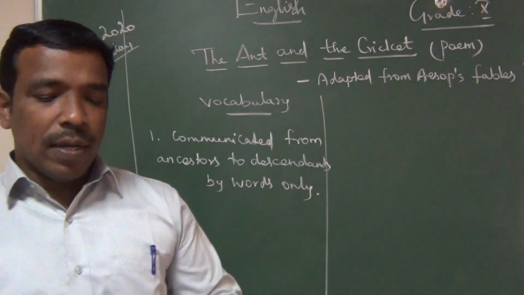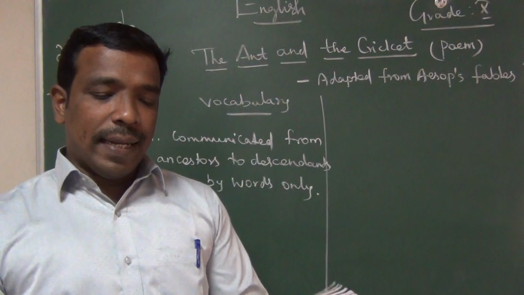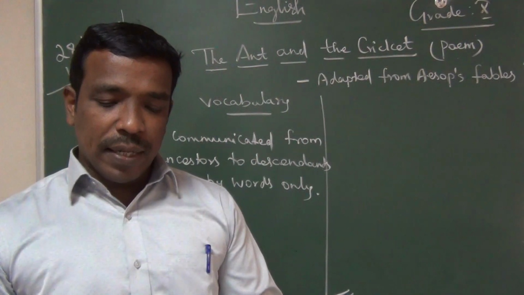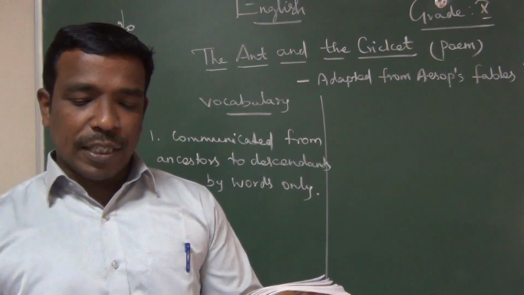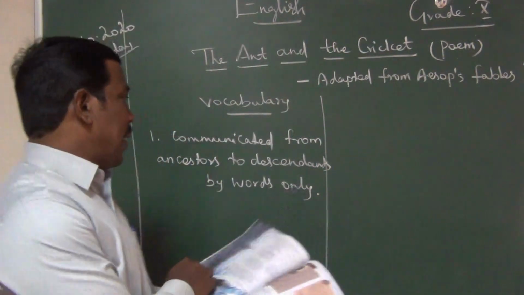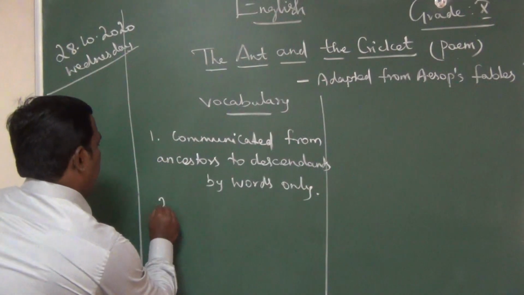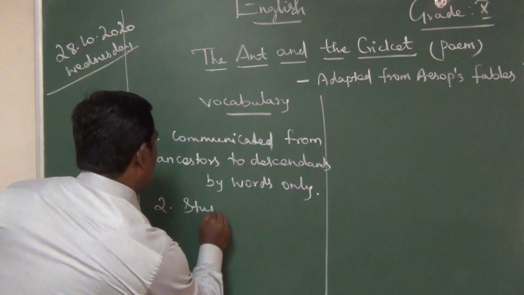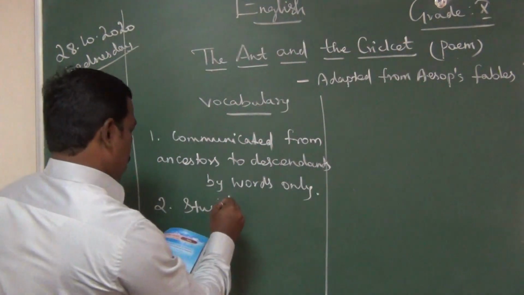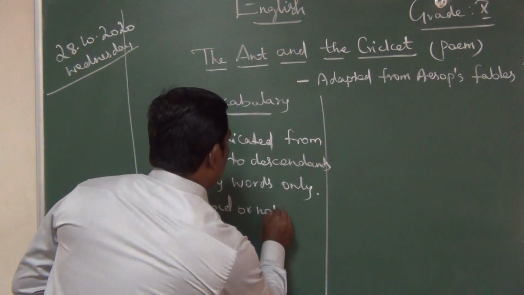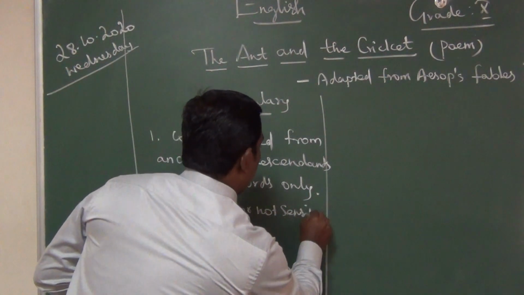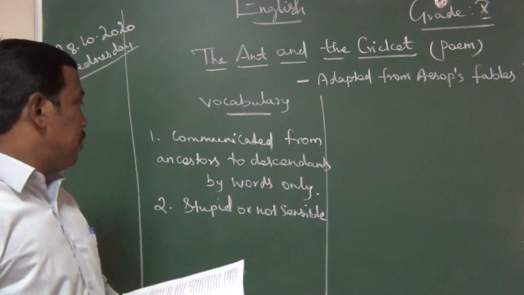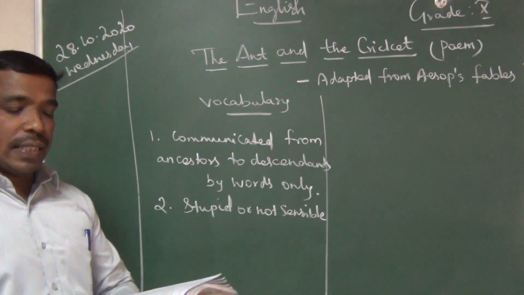Come to the poem. The silly young cricket, accustomed to sing through the warm sunny months of gay summer and spring. Silly here refers to stupid or not sensible. Here it is introducing what is silly: stupid or not sensible.